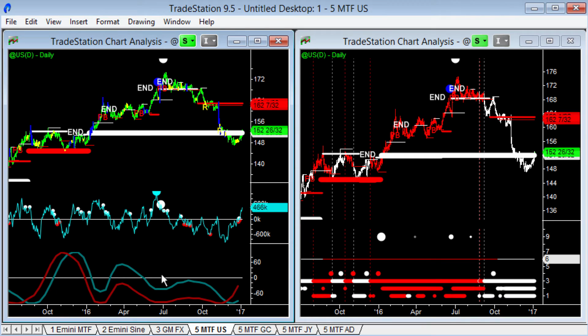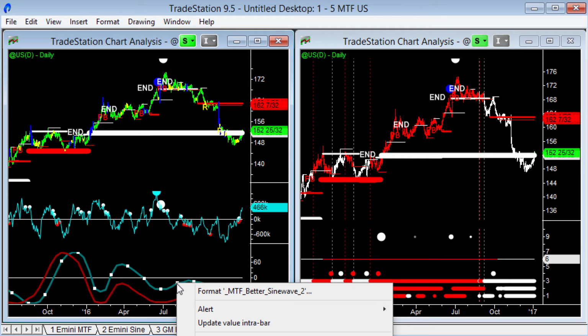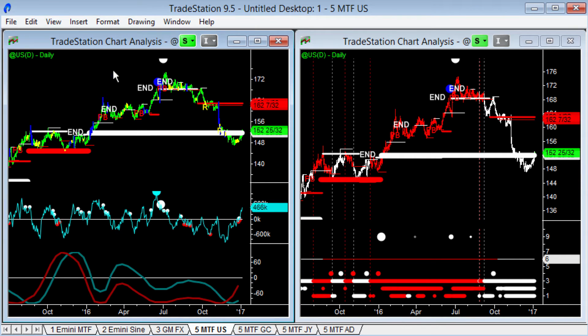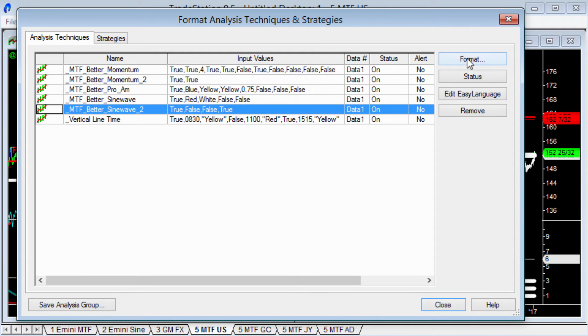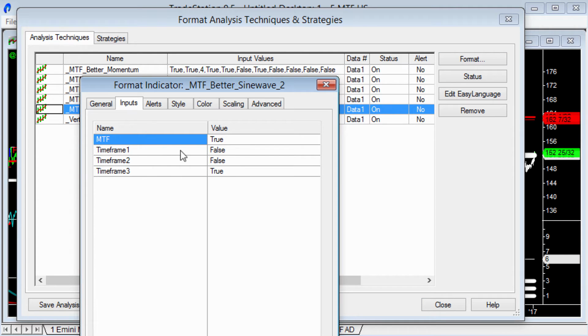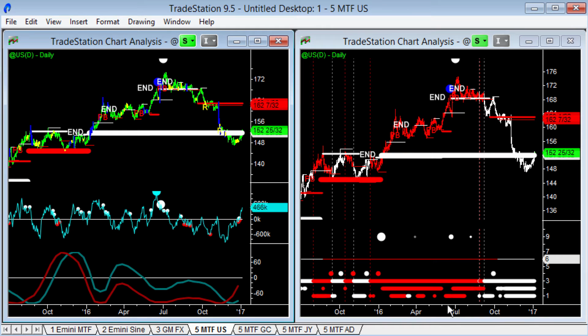So this is the multiple time frame view on a few markets, and what I'm going to highlight is this indicator here. This is the multiple time frame beta sine wave. Let me just show you the settings on this for the subscribers. This is this one here, format, and what I've done is I've turned off the lowest and the intermediate time frames, and all I have switched on is the highest time frame. Okay, so you can do that. Trade in sync with the highest time frame.